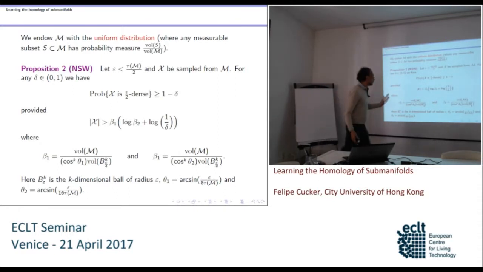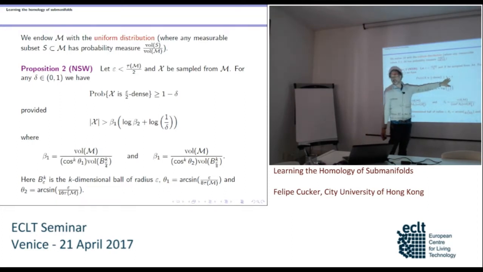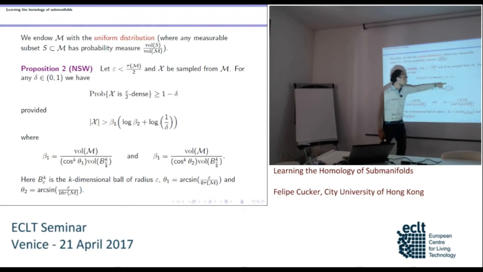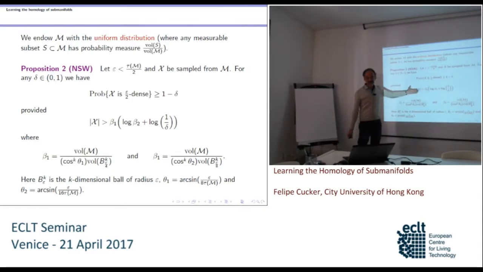That's the idea. So if I sample sufficiently many points, so that the size of X is greater than something, then the probability that X is epsilon over 2 dense is large. So I have that with high confidence. And what are these numbers, beta 1 and beta 2? Well, you see that, by the way, there is the log of 1 over delta. So if you want your confidence to go to 1, then you will have to sample infinitely many points, and so it's no good. But I think this is usual in learning theory. And beta 1 and beta 2 are simply two universal constants. Well, they depend on M, but otherwise they do not depend on anything else.